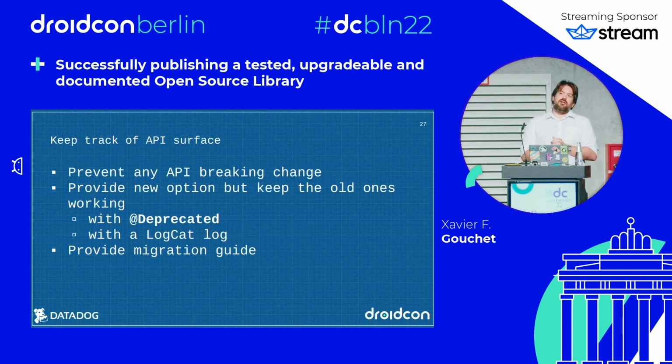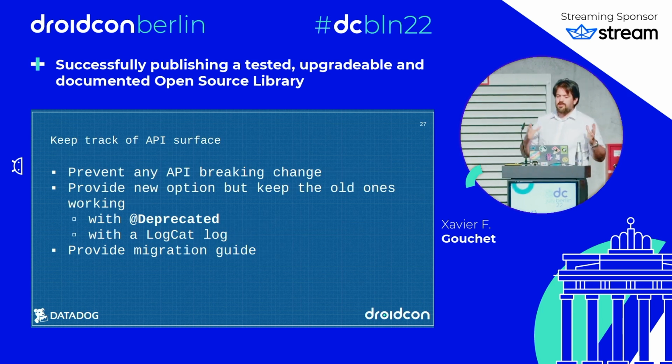Because basically, if between version 1.3 and 1.4 you change the signature of a method, or you change the constructor of a class, every customer that upgrades is going to have to go through their code and change everywhere they're using this class or this method.